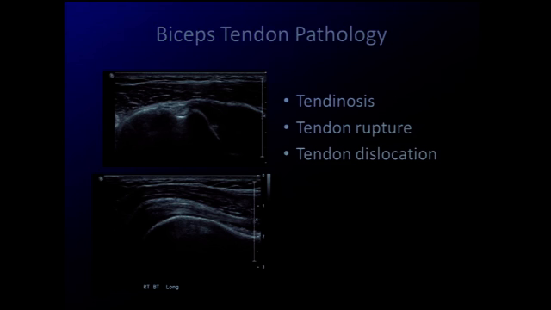Moving on to the biceps tendon. Now that we know what tendinosis and tendon ruptures look like, we can apply that knowledge to other tendons in the body, in this case the biceps tendon.